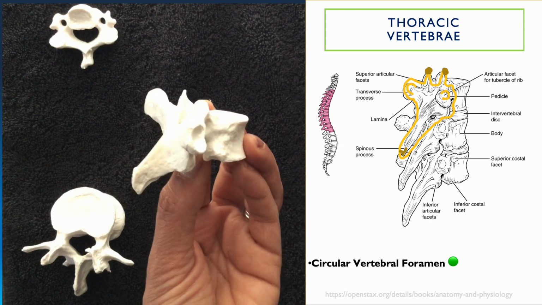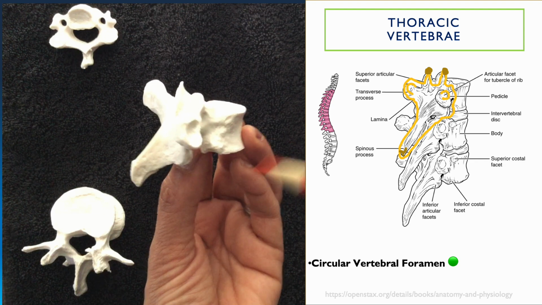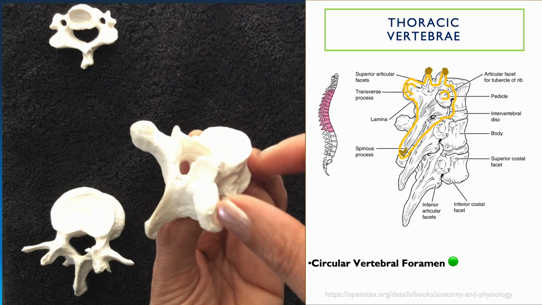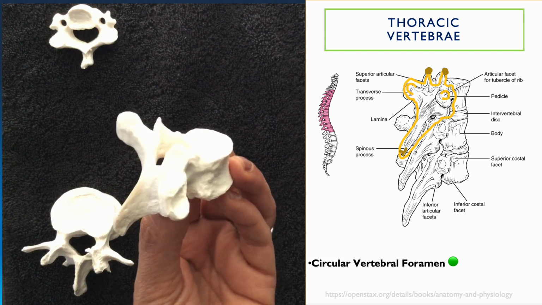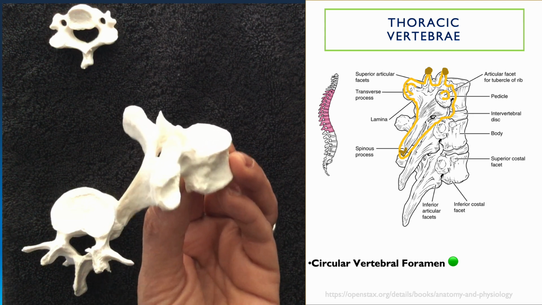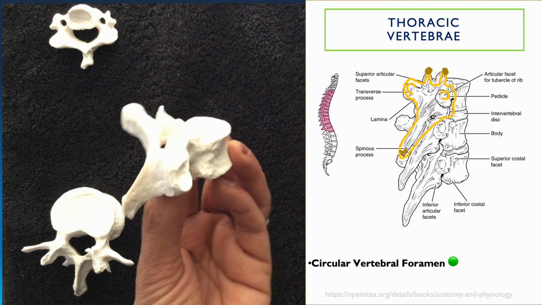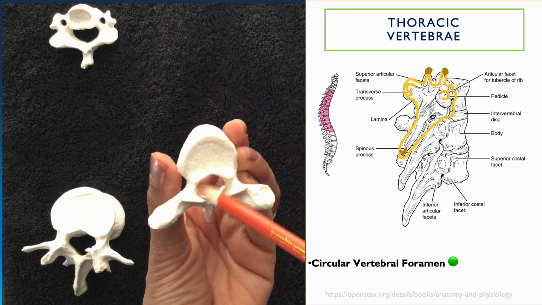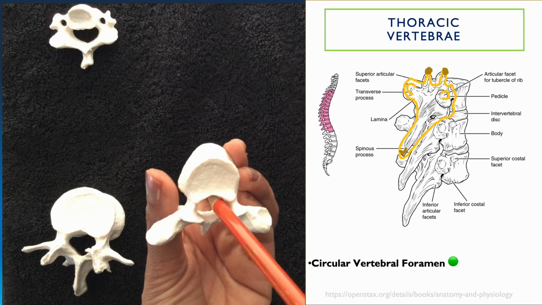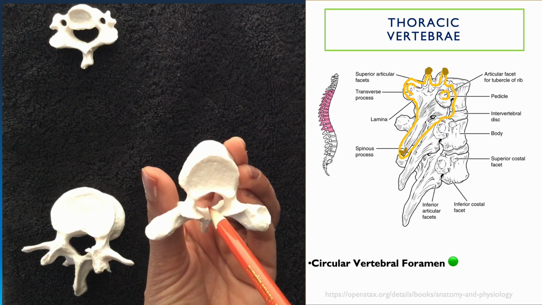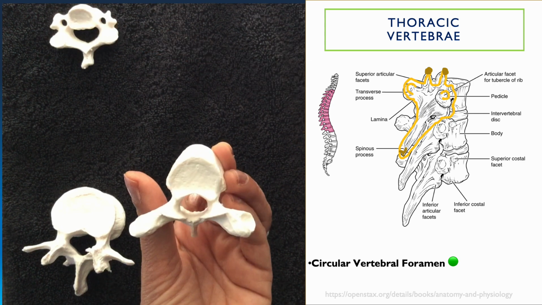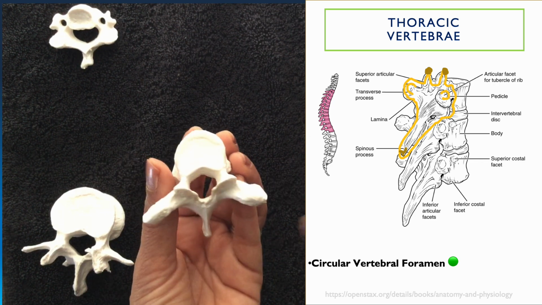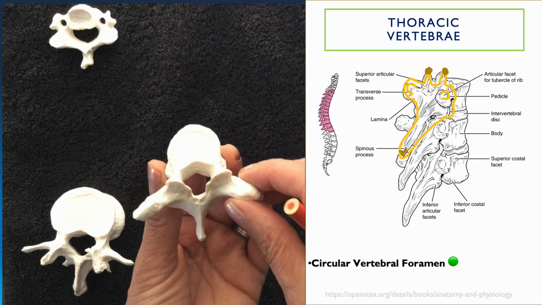Now this is going to be from T1 to T12, and remember they're going to have a lot of articulating surfaces for the ribs that join here, right? Because the big role they have is to protect the heart and lungs. Okay, now another thing is to look inside the foramen. This is more circular compared to the triangular foramen that we found in the cervical vertebrae. So that's another distinguishing factor.